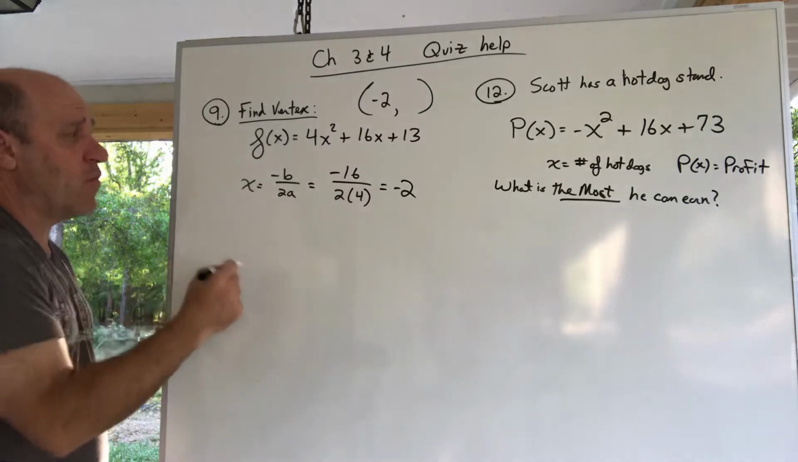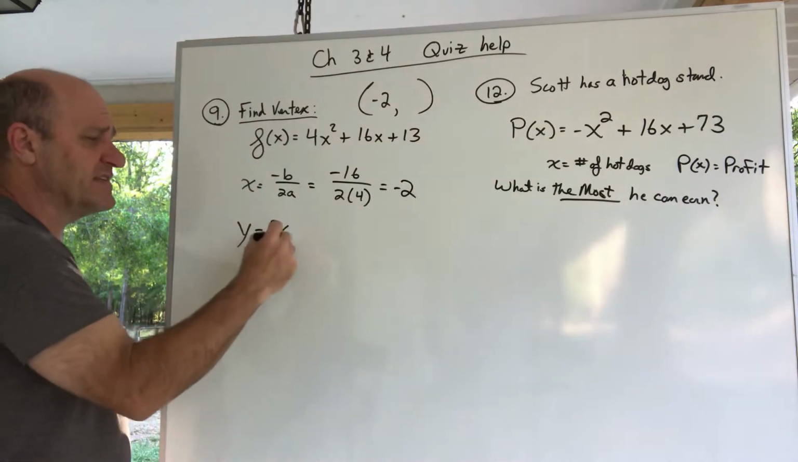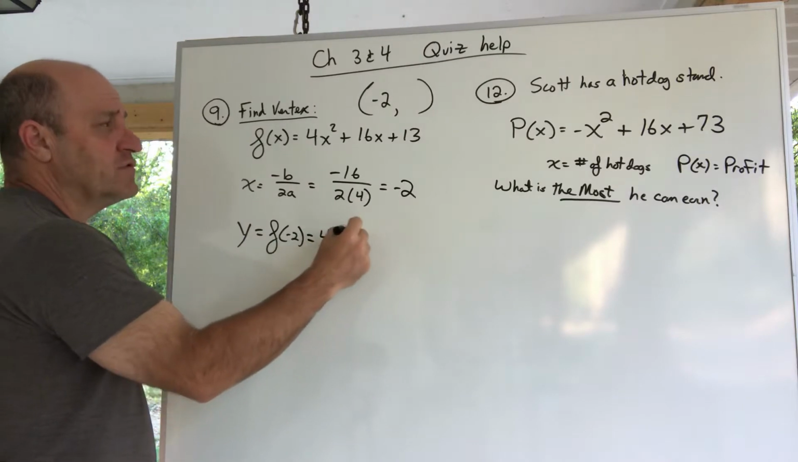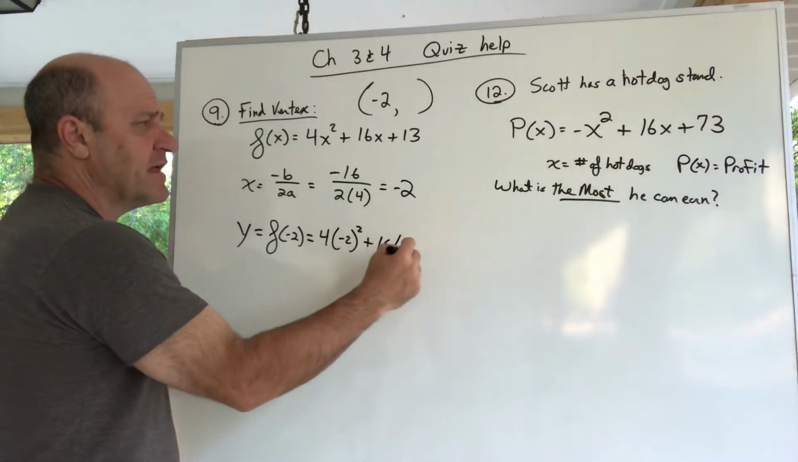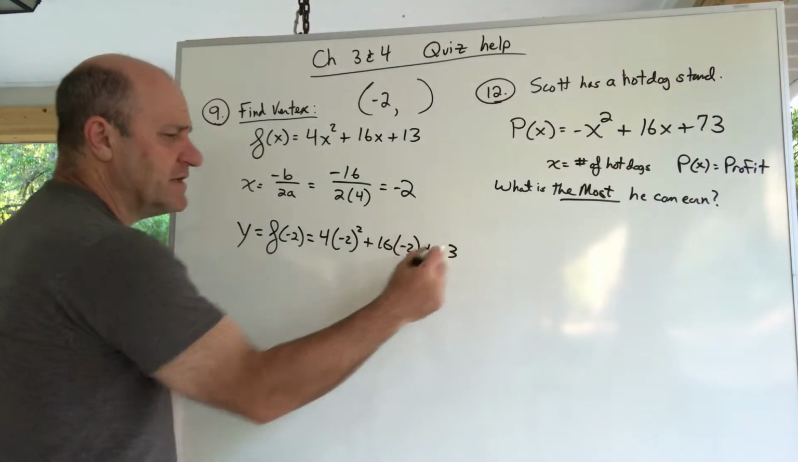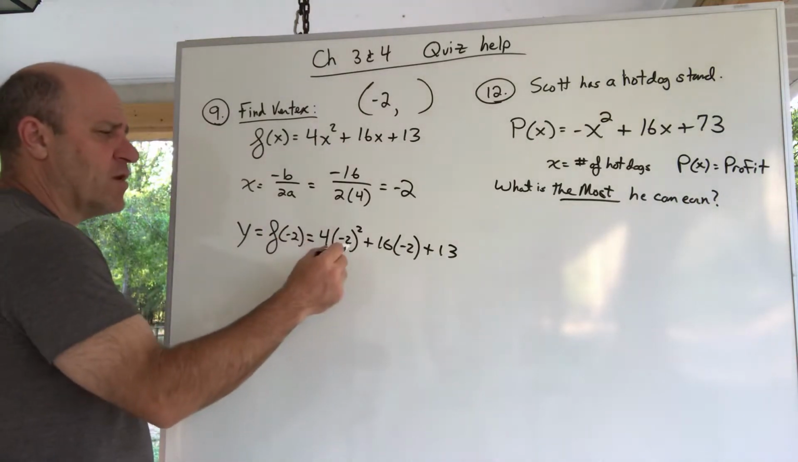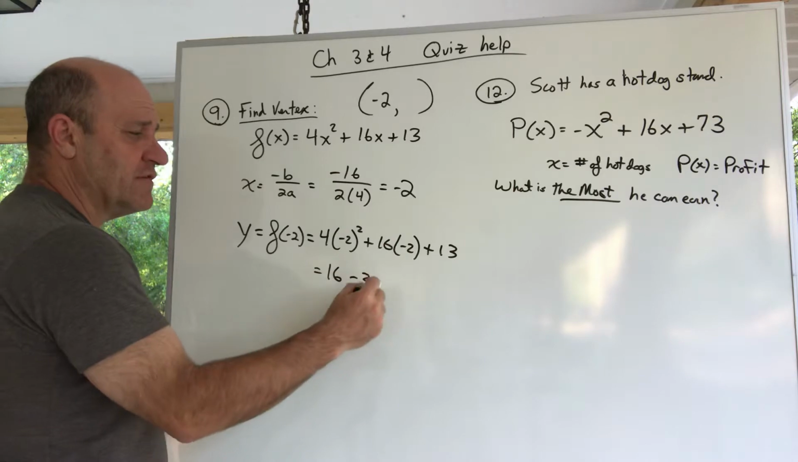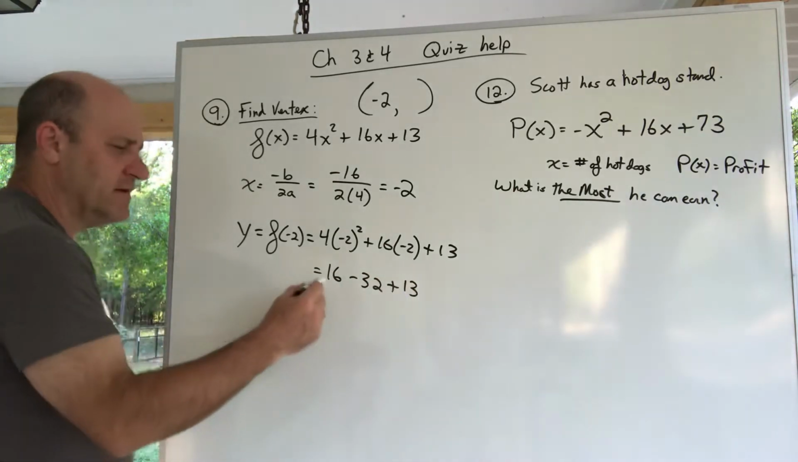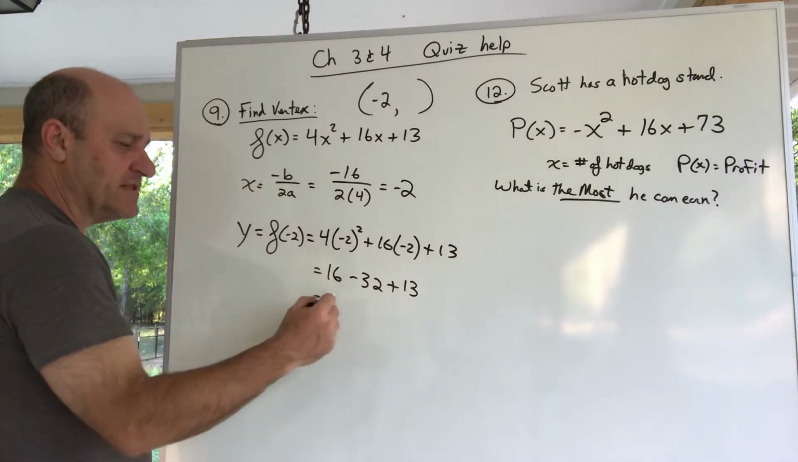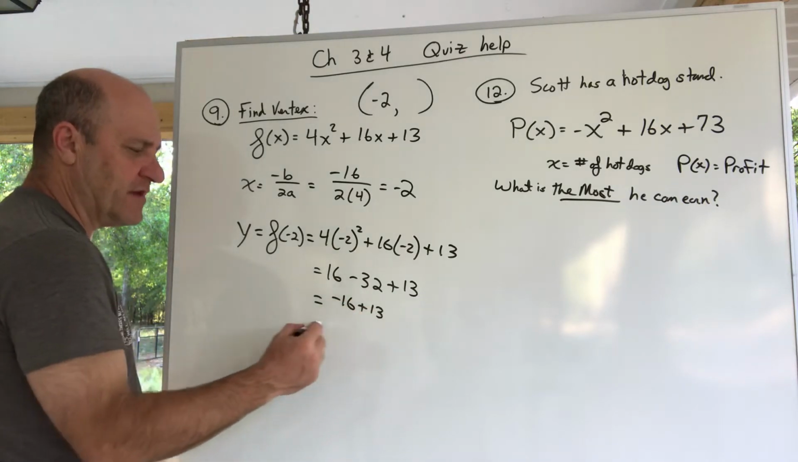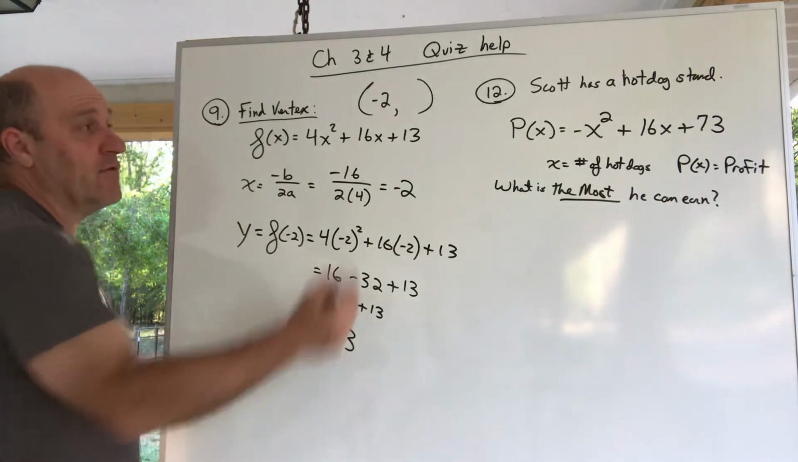And in order to find the y value, we have to plug this into the function to see what we get. Here we go. That's a negative 2 squared, 4 times that other 4, that's 16. 16 times negative 2 is negative 32 plus 13. Okay, make sure you do this right. It's negative 16 plus 13. I guess that's negative 3. That's the y value of the vertex.